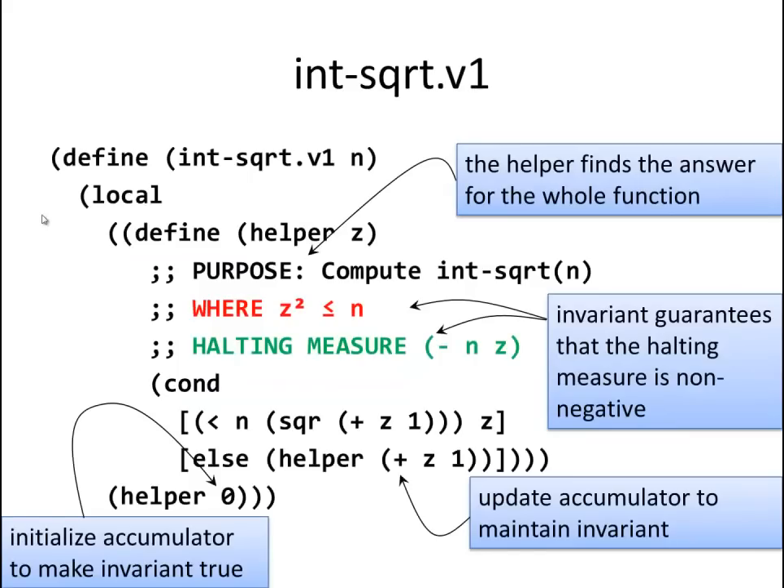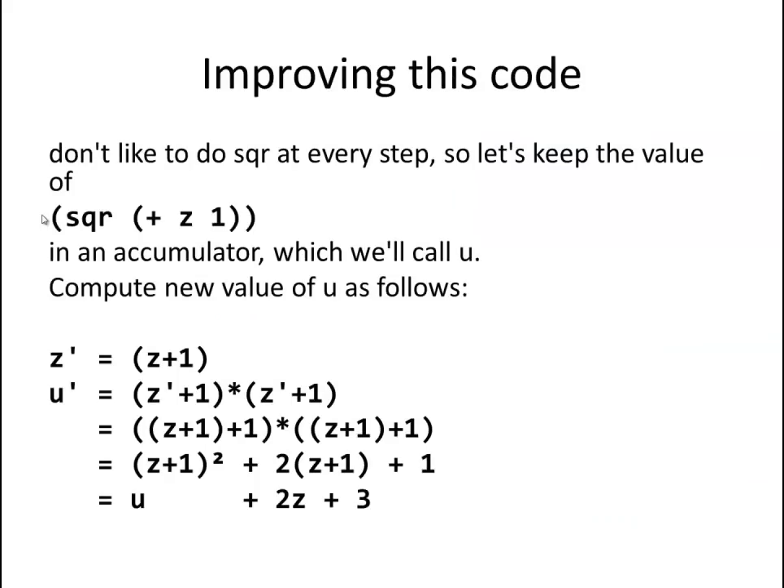Now, this code is fine, but we can improve it. Observe that we take the square of z plus 1 at every step, every time through this loop, every recursive call. Let's see if we can keep the value of the square of z plus 1 in an accumulator, which I will call u. It's not obvious that you can do this, but it happens to be true. And once somebody tells you that it's true, it's easy to figure out how to do it.